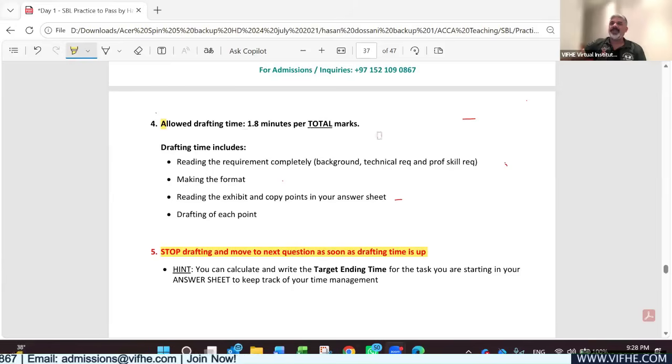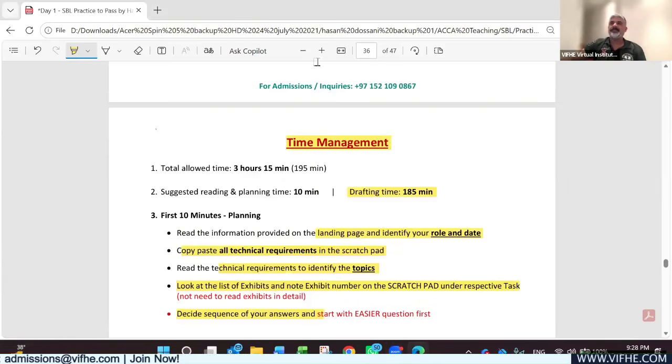Any questions on time management? The 10 minutes reading time, what are you supposed to do? Drafting time, what are you supposed to do? When the allowed time is up, what are you supposed to do? Azim, 1 minute.